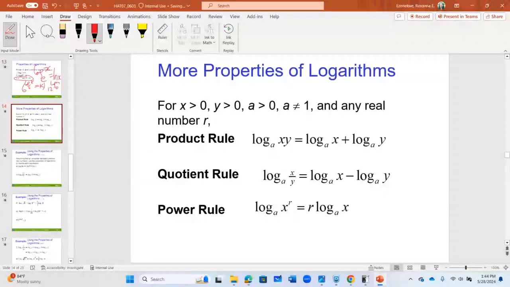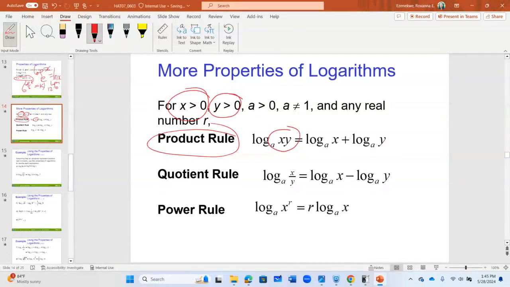Okay, let's go to the others. We want to know all the other rules. There are 3 more rules right here. Let's go over them. Rule number 4, even though they're not in order, is called the product rule. For x greater than 0, because the argument must be greater than 0, and y greater than 0, there's no way the argument can be less than 0, and the base greater than 0, the base must be greater than 0.